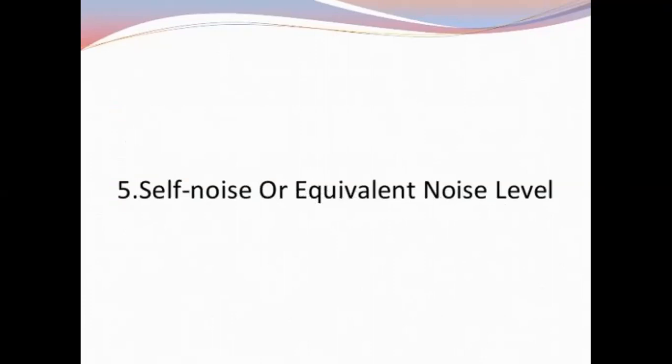Now self noise, or equivalent noise level. In this, we will discuss what the equivalent noise level is. Noise is expressed by the equivalent noise level. Self noise is the signal that a microphone produces of itself, even when no sound source is present. Basically, this is another term for microphone self noise. It indicates the sound pressure level that will create the same voltage as the self noise from the microphone will produce.